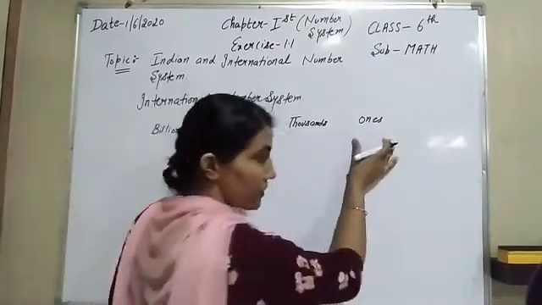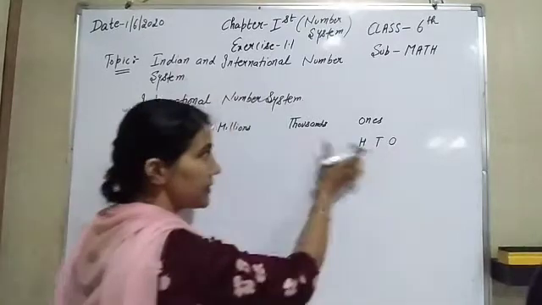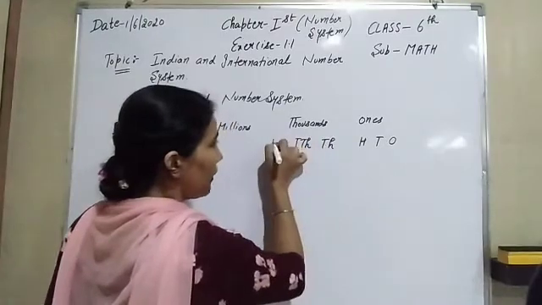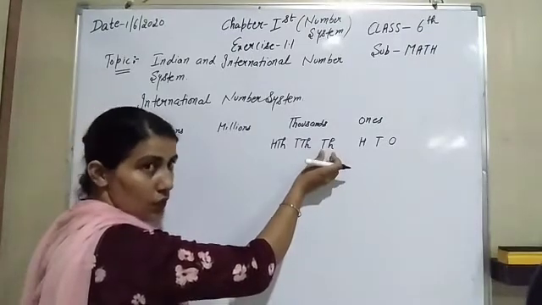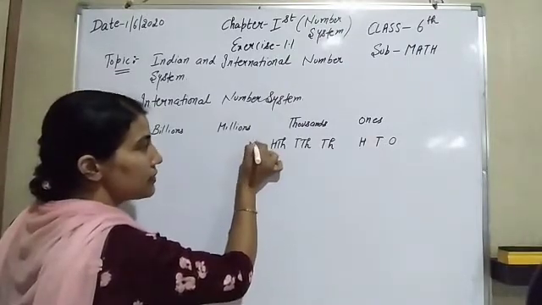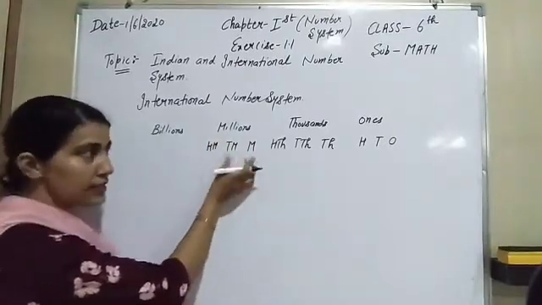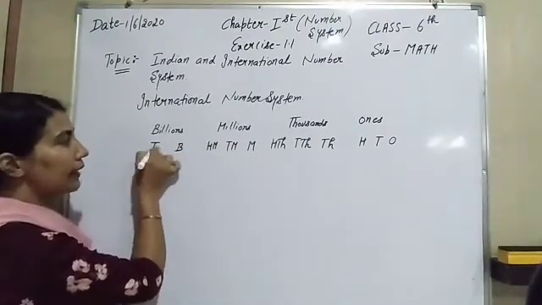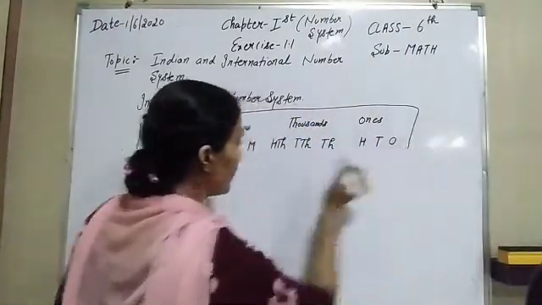In the ones place, we always have 3 digits: ones, tens and hundreds. In thousands, again we have 3 digits: 1,000, 10,000 and 100,000. In millions, again 3 digits: million, 10 million, 100 million. In billions, we have billion and 10 billion, only 2 digits. So here is our table of the international number system.